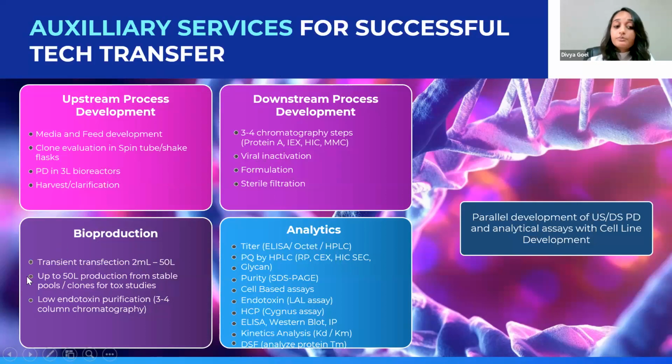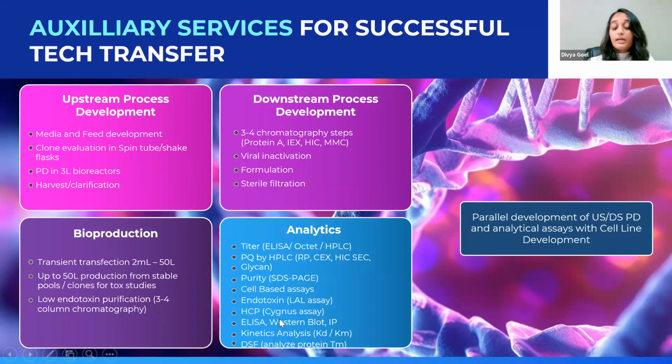On the bioproduction side, we routinely provide and support transient transfection services to support early antibody discovery workflows, all the way through material production for larger animal studies, anywhere from 2 mLs to 50-liter scale. And we can also develop and produce material from pools and clones, purify them by 3 to 4 column chromatography, and provide low endotoxin material for animal studies.